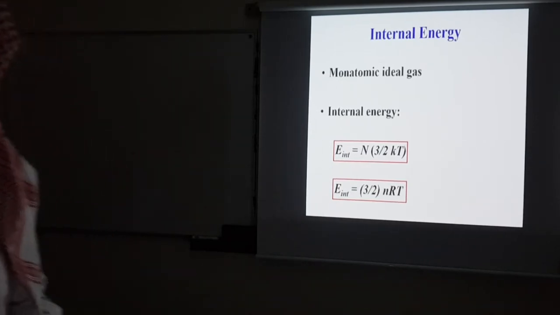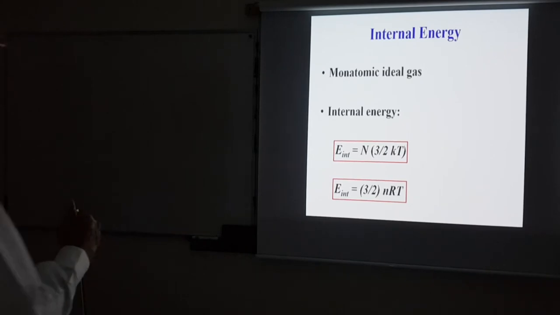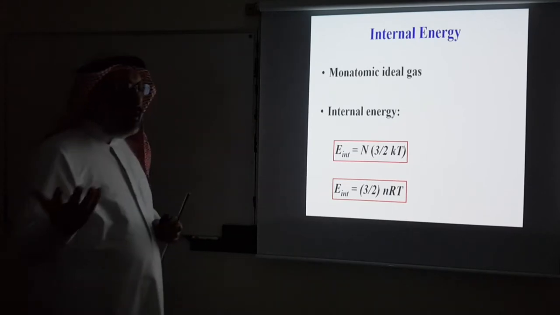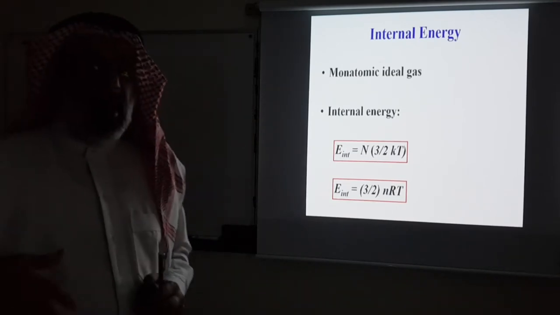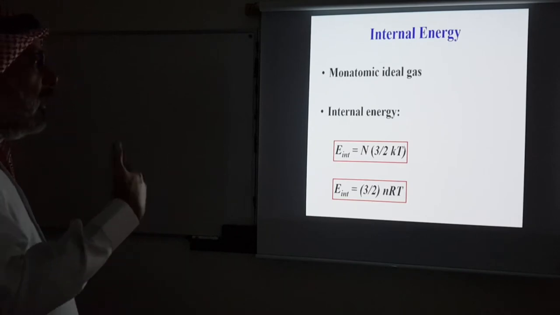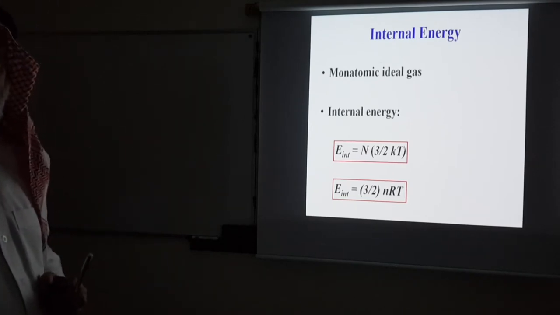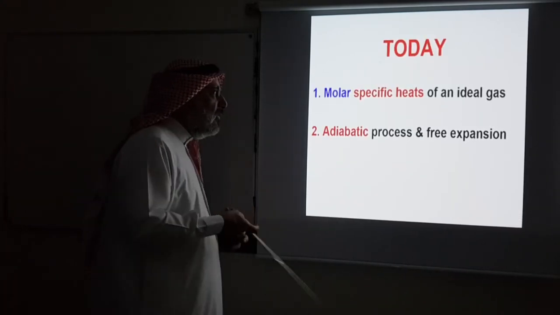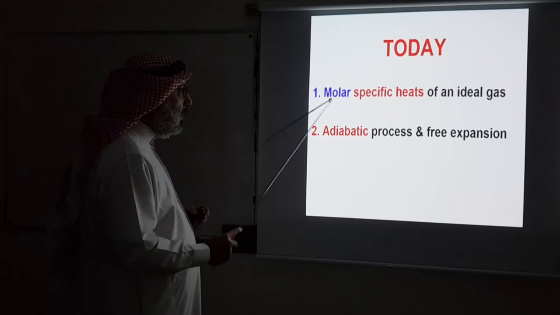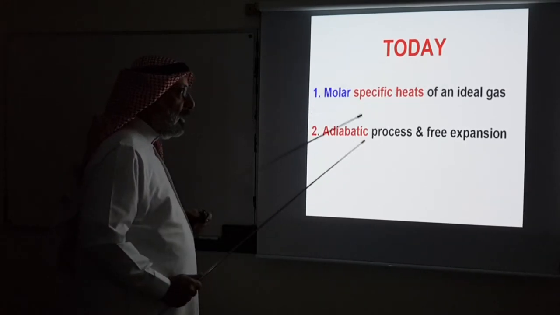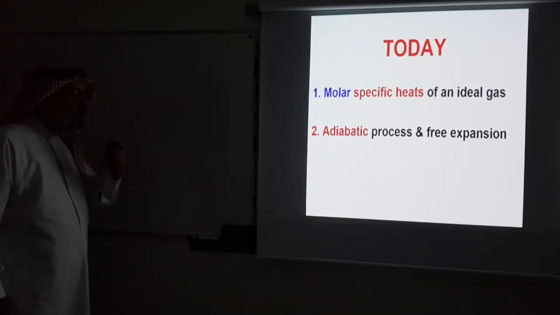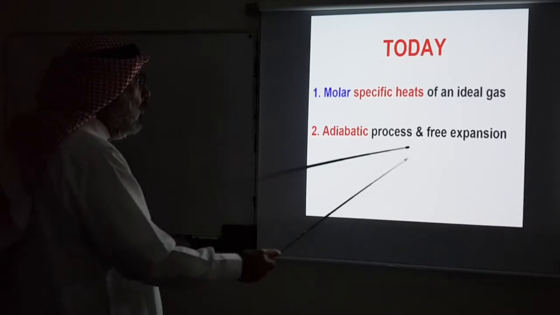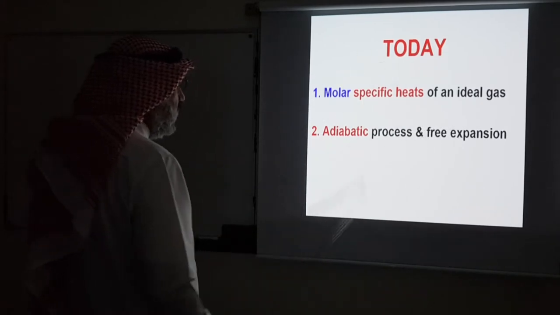Now we will build on this knowledge. We will use this equation that we derived in the last lecture to find the molar specific heats of an ideal gas, and if we have these quantities, we can describe any process related to an ideal gas. So today we have basically two topics. The first one is to derive the molar specific heats of an ideal gas, and then we will consider the adiabatic process as it applies to an ideal gas, and we will also briefly talk about free expansion.